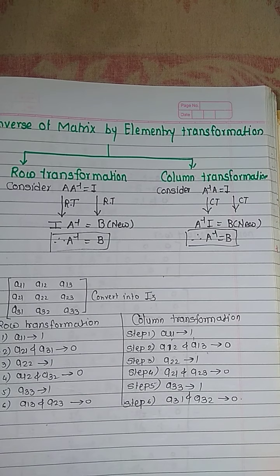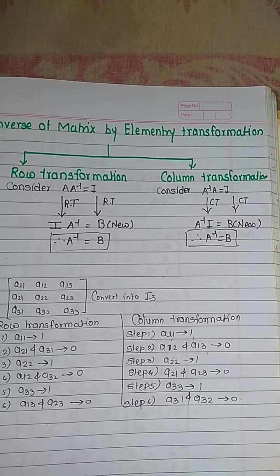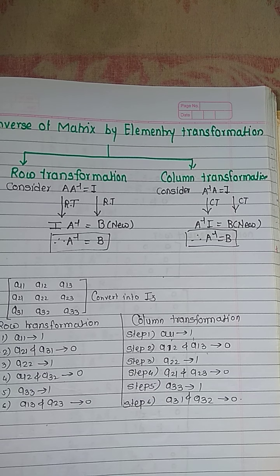Inverse of a non-singular matrix by elementary transformation. By the definition of A inverse, if A inverse exists, then A into A inverse equal to A inverse A equal to the identity matrix. Let us consider the equation A into A inverse equal to I. Here A is a given matrix of order m and I is an identity matrix of order m. Hence the only unknown matrix is A inverse.